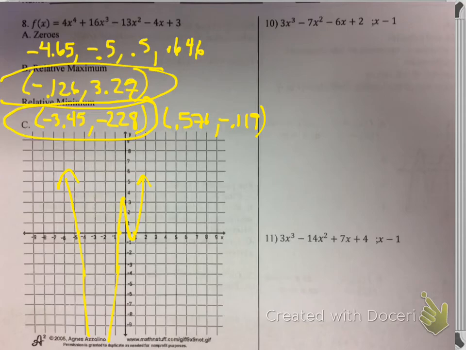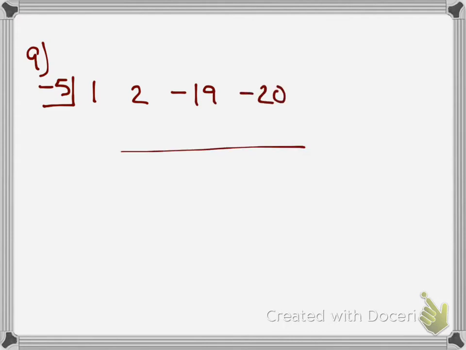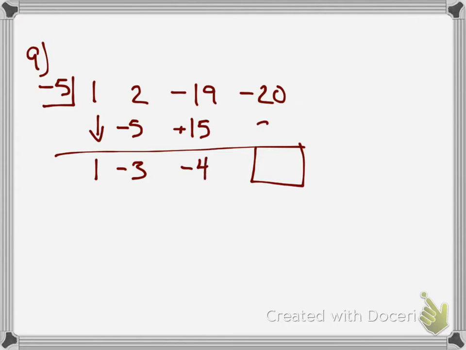Anyways, let's look at number 9. Keep in mind that you have an x plus 5, so you have to go to the opposite. When I say x plus 5, x minus 5, whatever, just do the opposite. Then set up your thing. First thing you want to do is see if it equals 0, because on the test it may or may not equal 0. Bring down the 1. 1 times negative 5 is negative 5. 2 minus 5 is negative 3. That would be positive 15, multiplying negative 4, positive 20. Gives me a 0. So I know x plus 5 works.